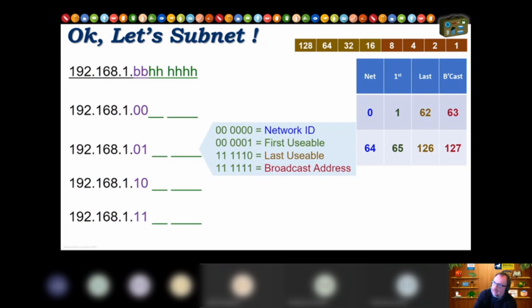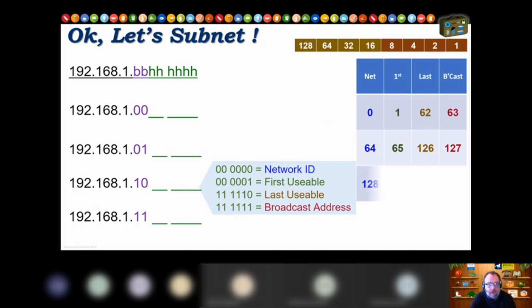So 0, 1, 0, 0, 0, 0, 0, 0 is 64, 0, 1, 0, 0, 0, 0, 0, 1 is 65, 0, 1, 1, 1, 1, 1, 1, 0 is 126, 0, 1, 1, 1, 1, 1, 1, 1 is 127.